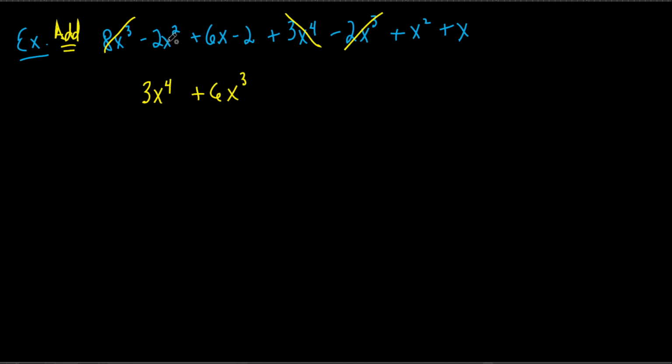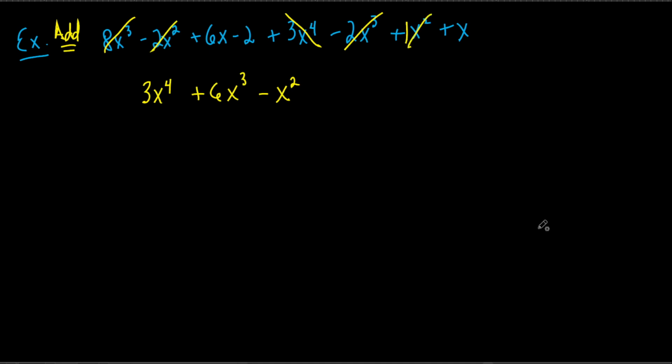X squared. So I got an x squared here and I got an x squared here. Let's add those up. I got a negative 2 plus what? What's in front of this? It's a 1. What's negative 2 plus 1? It's negative 1. Do I need the 1? Not really. And I can just put negative x squared. So I'm done with that one.